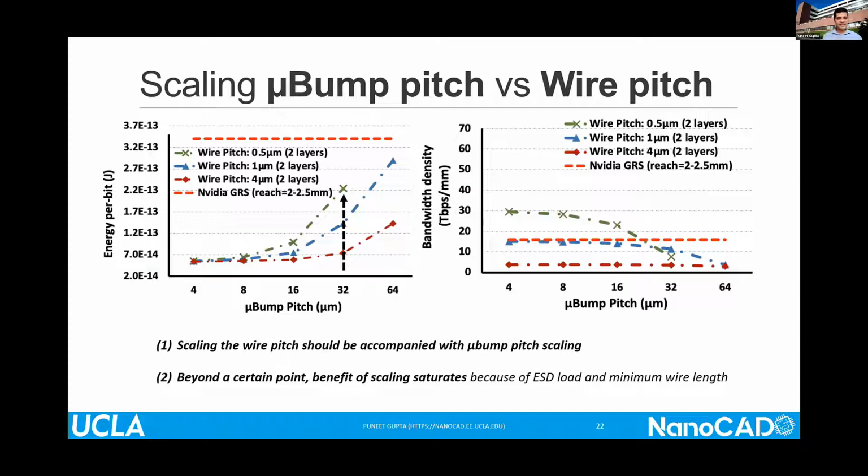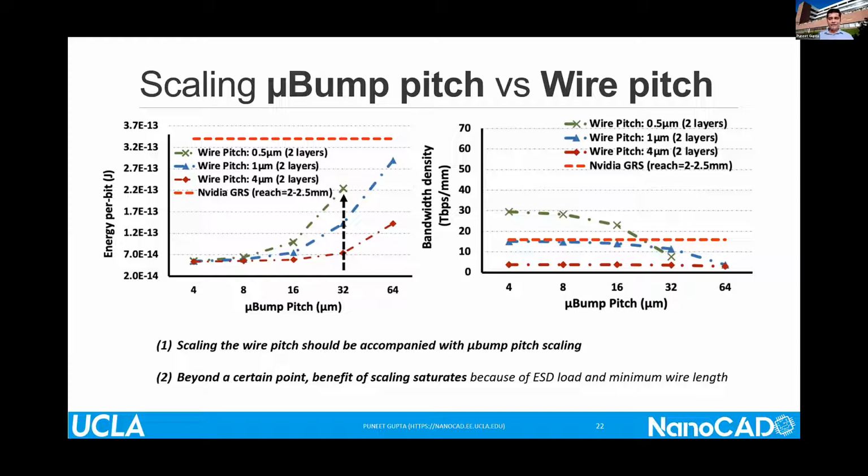So with this, what we figured is that scaling one alone doesn't buy you anything. You can keep on scaling IO bump pitches all the way you want, but you are not going to gain much unless you correspondingly scale the wire pitch or increase the number of wiring layers in the interposer at the same time.